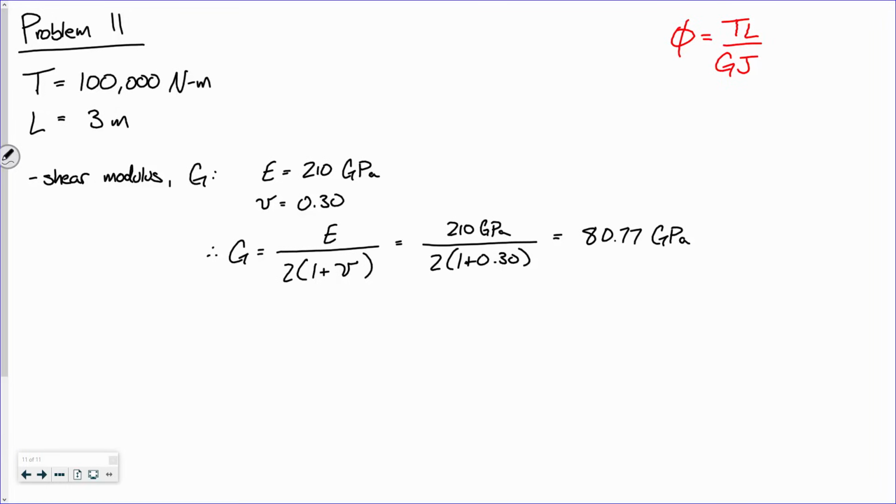Now that's gigapascals, okay? Now, converting everything to base units, I'm going to say that that's 80.77 times 10 to the 9th pascals, okay? So convert everything to base units. Now we need the torsional constant, J.